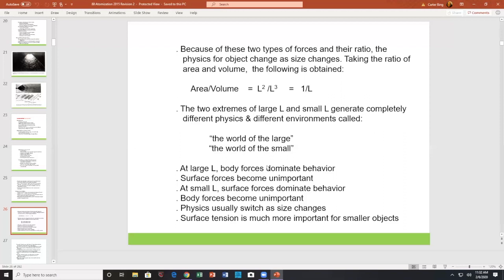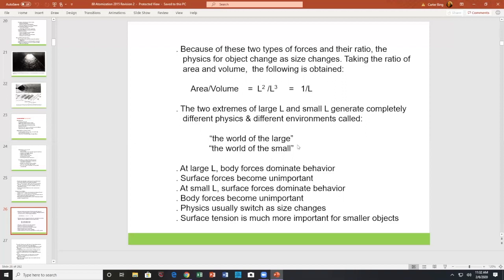At large L's, the body forces dominate, surface forces are unimportant. Now, an example of that that's later given to you is, say, a soccer player. Now, a soccer player can kick a soccer ball. There's no problem with that. But you've never seen a soccer player kick dust. The dust will come up into the air when the soccer player hits the dust with his foot. That's true, but it certainly doesn't cross the goal line. It just falls back down. So that's one example of the difference of the world of the small versus the world of the large.